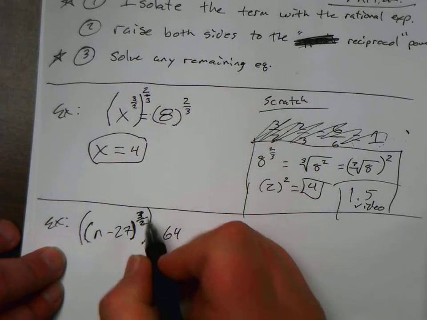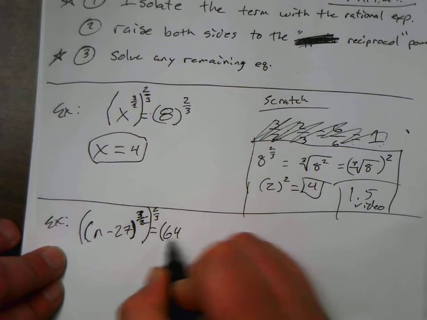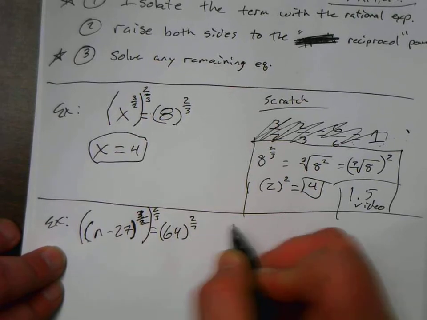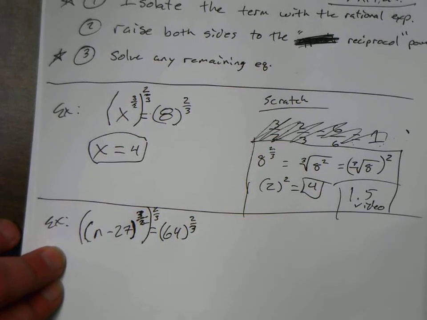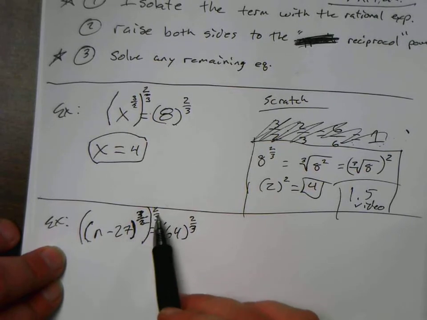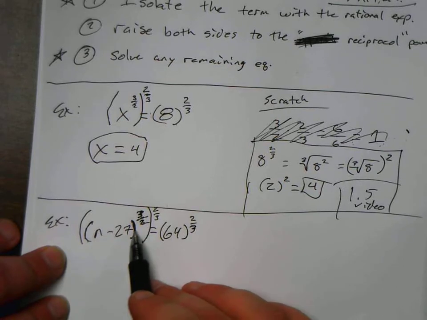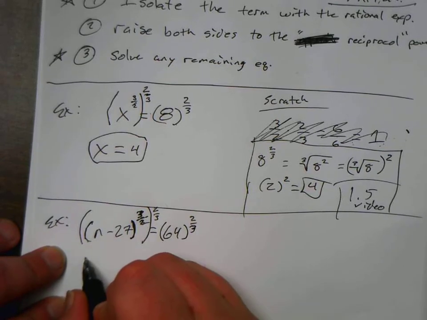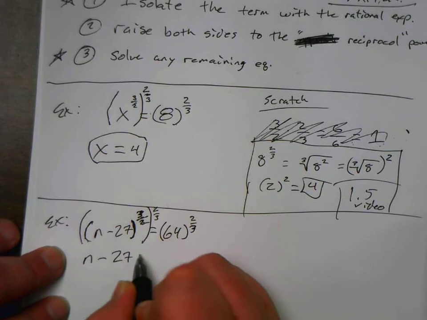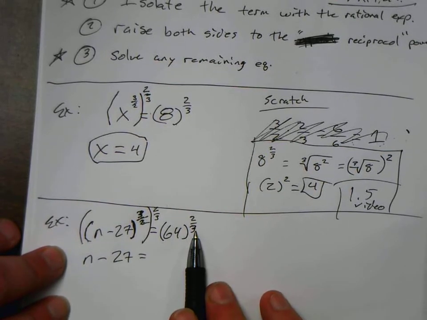Now, step 2, raise to the reciprocal power, so the 2/3. If I do that to the left side, I've got to do it to the right side. It's not magic, but 3/2 raised to the 2/3 gives us 1, and now I have left n minus 7 raised to the 1 power, or just simply n minus 7. And now I need to figure out what 64 raised to the 2/3 power is.